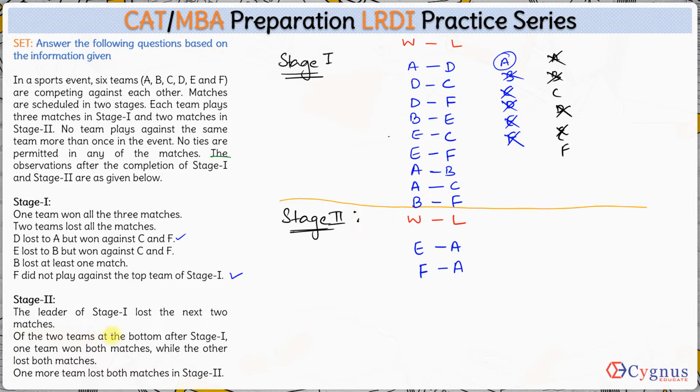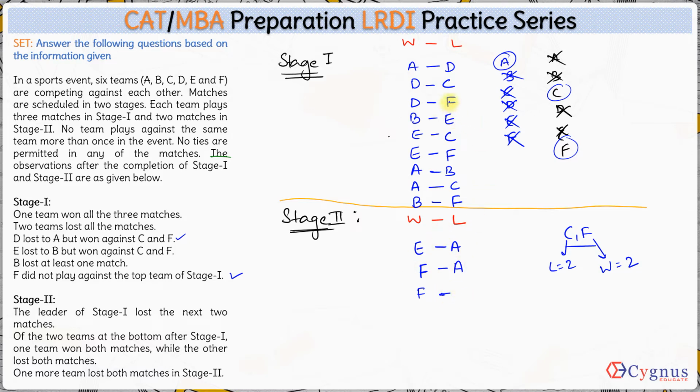Now the second point is, of the 2 teams at the bottom after stage 1, one team won both the matches while the other lost both the matches. The teams at the bottom were C and F. So out of C and F, one team is going to win both the matches, and one team is going to lose both the matches. Now, can F lose both its matches? No, F has already won its match here. That means F is going to win its next match, and C is going to lose both the matches, and F is going to win both the matches because F has already won versus A. Correct?